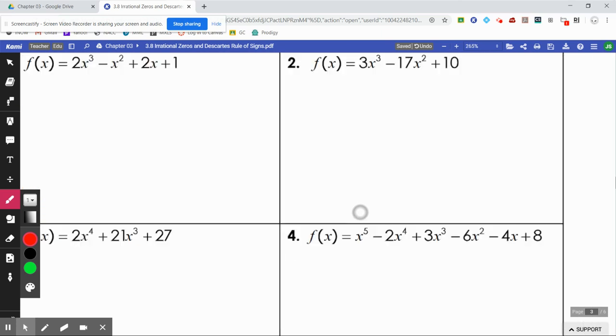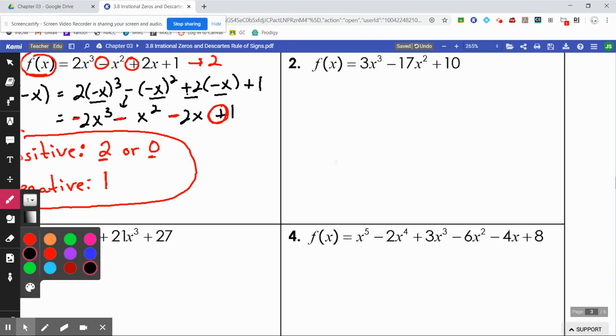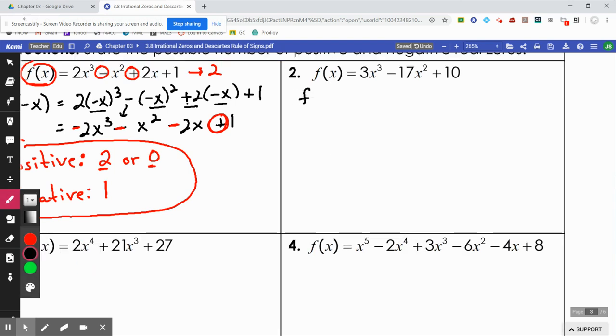Okay. Number 2, step number 1, let's find f of negative x. When you plug in negative x, you're going to keep the negative. So instead of going through the whole process, I'm just going to do it. When you raise it to the second power, you're going to lose the negative. So that'd be negative 17x squared plus 10. That's going to be f of negative x.